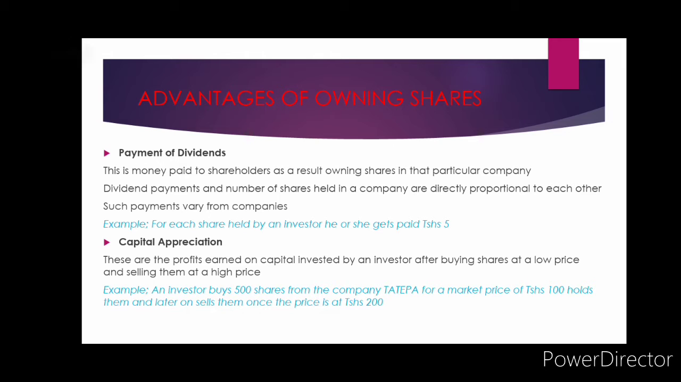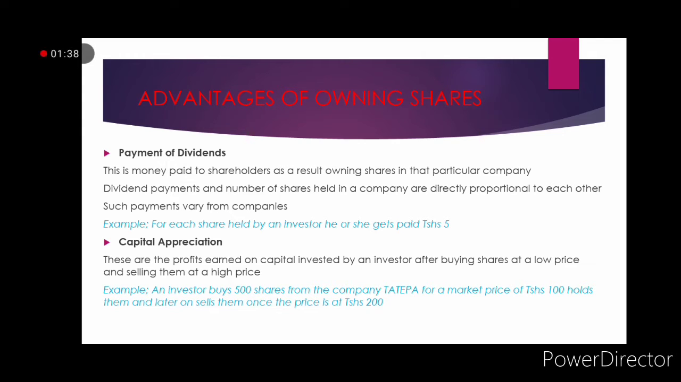You could own an insurance company that pays a certain amount of money as dividends. You could own a company in the airline industry that pays a different amount. Let's say insurance pays you 5 shillings per share. If you move on to the airline industry, they would probably pay you 2 shillings per share. If you invest in telecommunications, they would pay you 15 shillings per share. So dividend payments are not constant; they vary between companies and between sectors. That's basically everything about dividends.